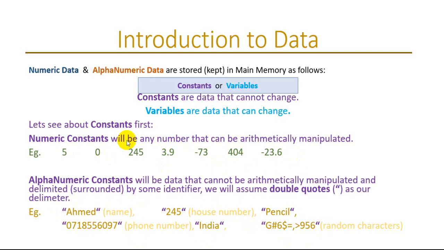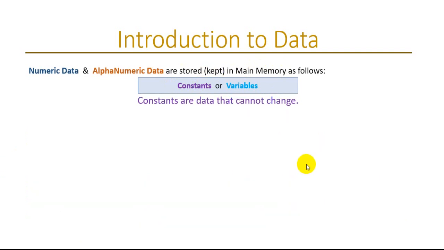Once again, numeric data and alphanumeric data are kept in main memory for the purpose of programming, as either constants or variables. So now we have looked at what constants are and how they look. These are numeric constants, these are alphanumeric constants. Now let's go and see about variables.